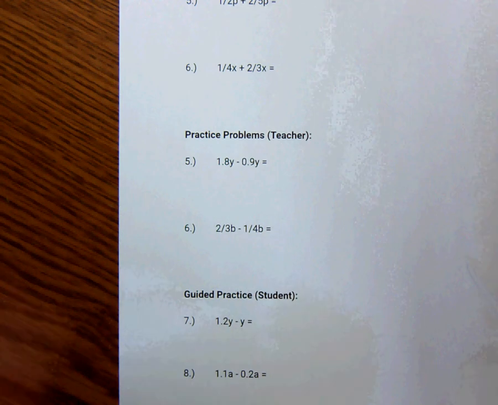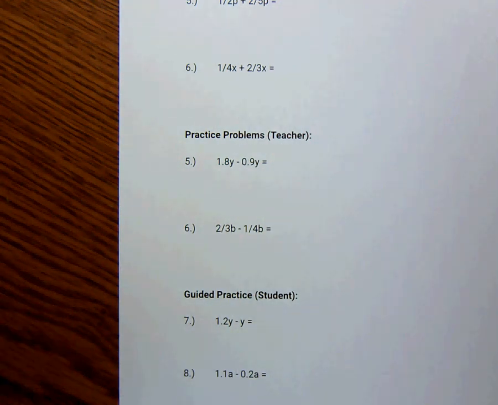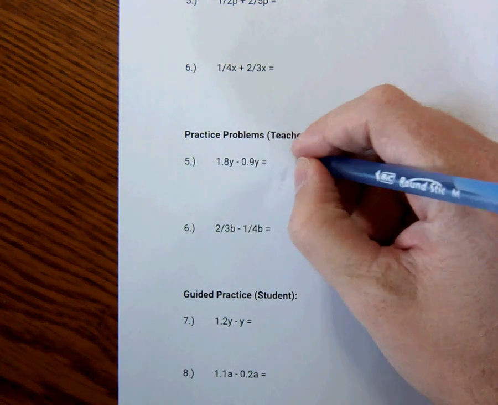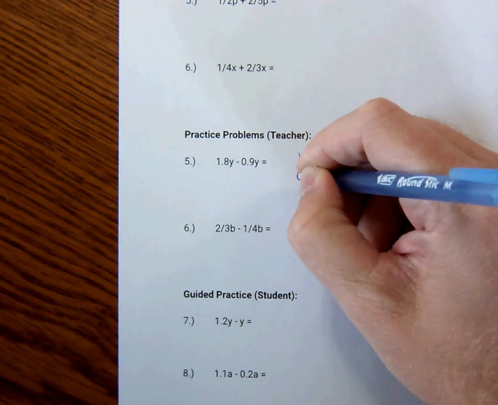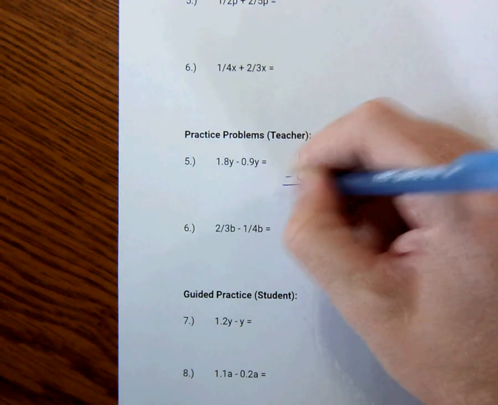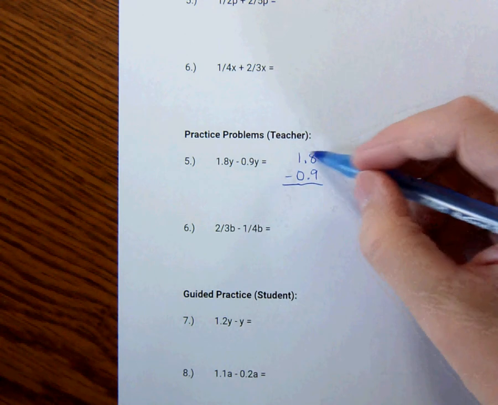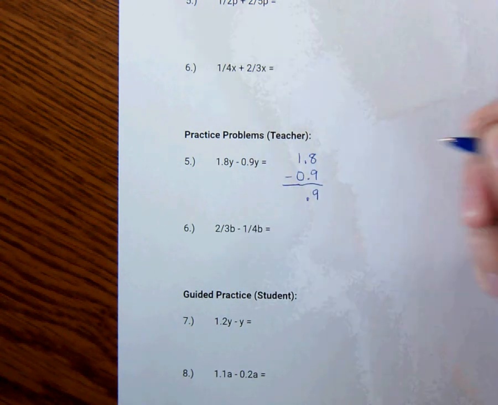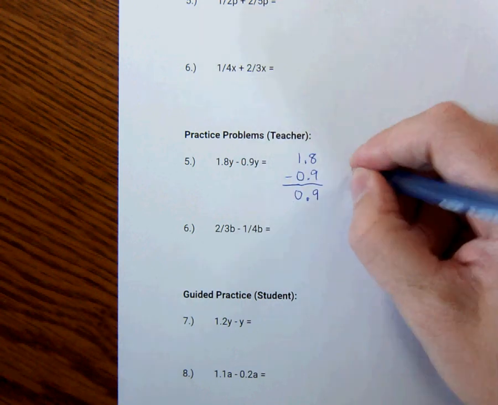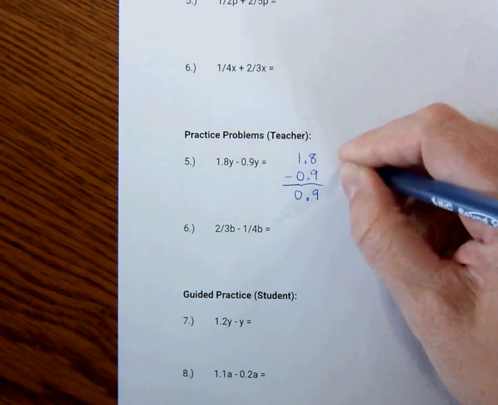Alright, so this is the same thing that we've been doing, except for now, instead of adding, we're subtracting. But we're very familiar with adding and subtracting these decimals, so it shouldn't be too tough. It's 1.8 minus 1.9. Well, 8 can't subtract 9, but it's more like 18 minus 9, which is 9. Decimal comes straight down. So this is 0.9y.